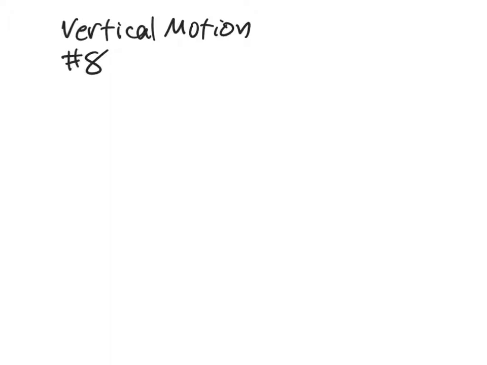Okay, on the vertical motion worksheet number 8, it says on the planet Endorcator, I think is how I meant to pronounce that, a rock dropped from a height of 25 feet takes 20 seconds to hit the ground. Assuming the acceleration due to gravity, a of t, is constant on this planet, what is this constant?